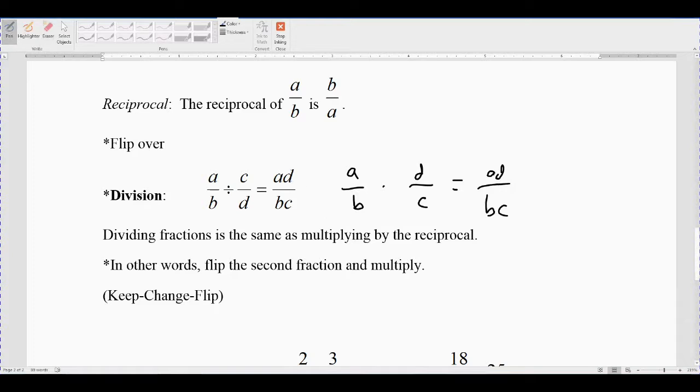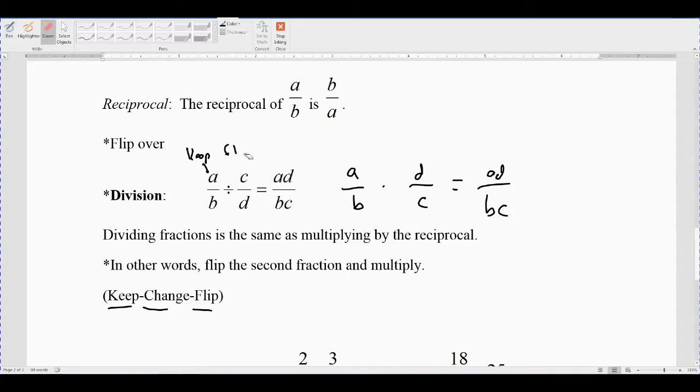We multiply by the reciprocal. What that means is you take the second fraction and you flip it over and multiply. And that's called keep, change, flip. Keep the first fraction, change the sign to multiplication.